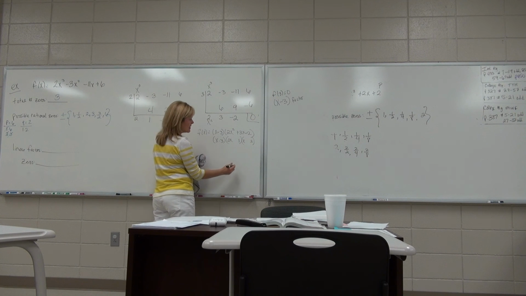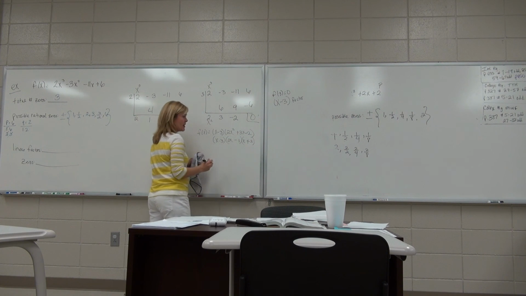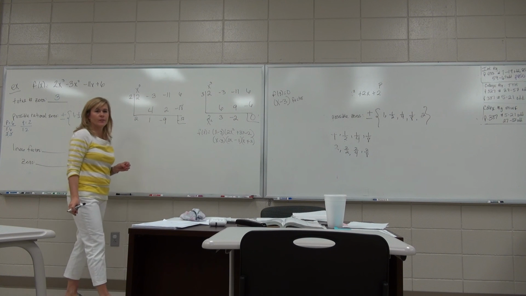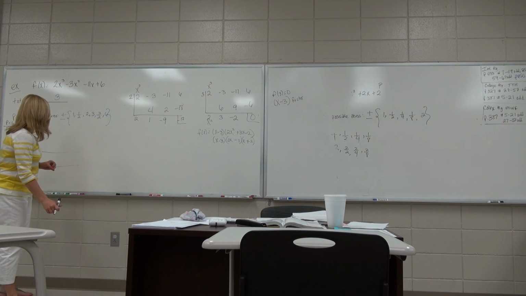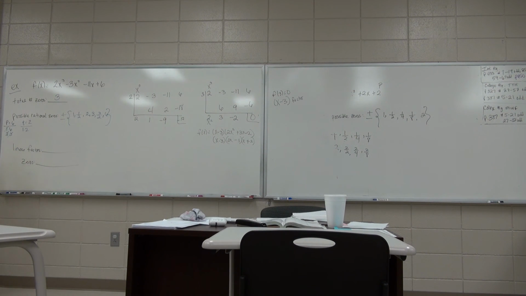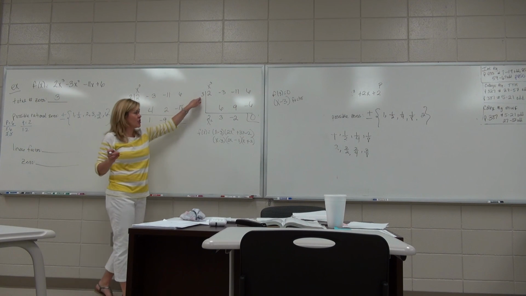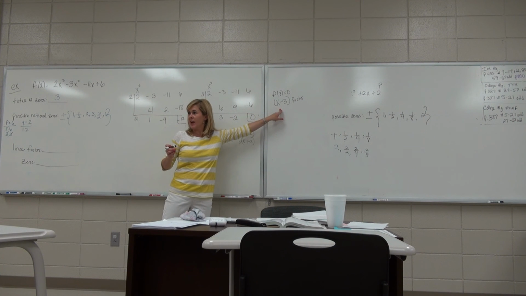We want it to be a positive 3, so make that 4 minus 1. Right? So where did that x minus 3 come from? Say that again. That x minus 3. Because if 3 is a 0, then x minus 3 is a factor.